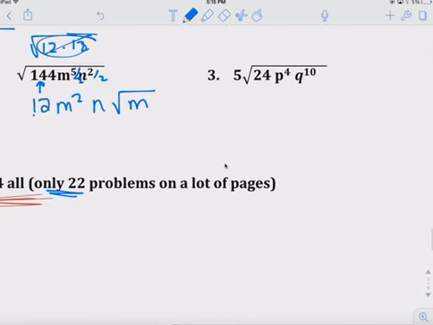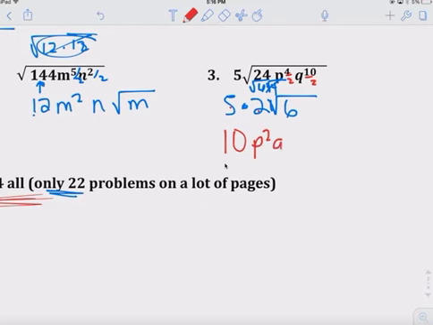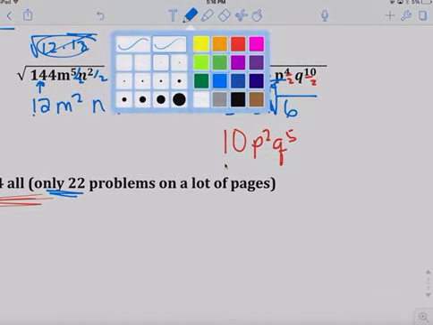This last one, 5 times the square root of 24. The square root of 24 is the square root of 6 times 4. Square root of 4 is 2, and square root of 6 we don't know. Then we divide by 2 here. So 5 times 2 is 10. P squared q to the 5th power. And then here we got radical 6.